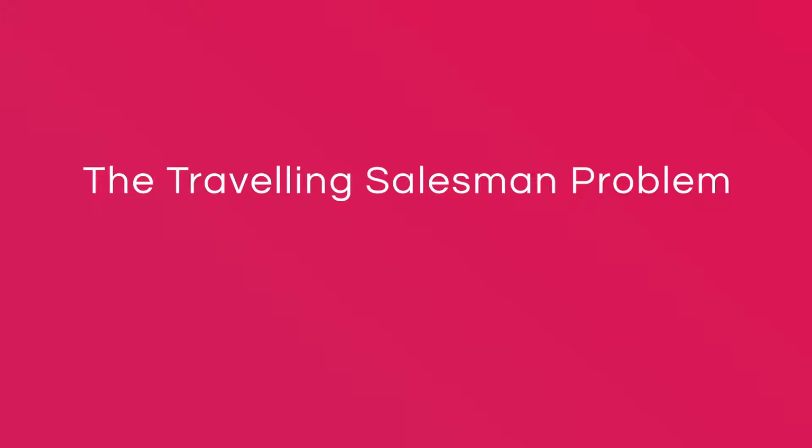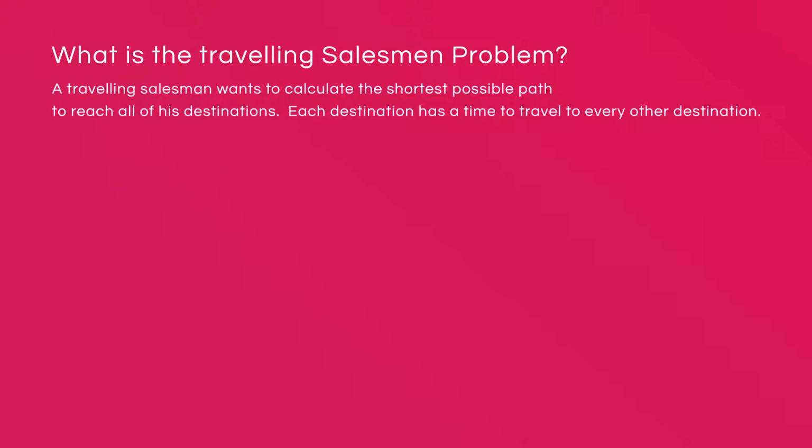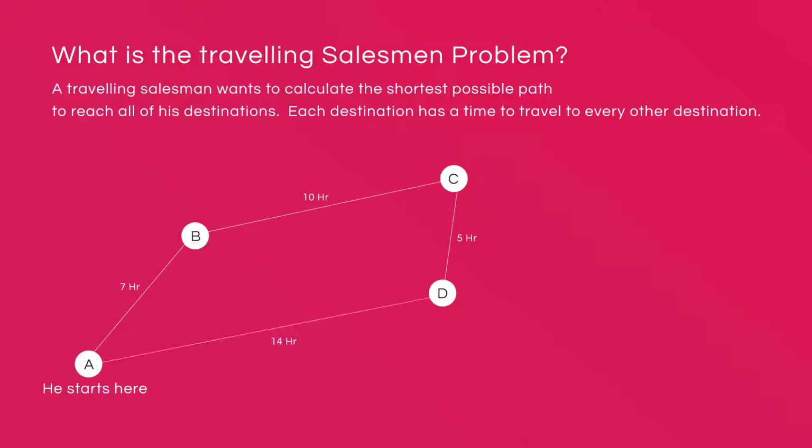I've kind of already touched upon why this problem is so hard to solve. That's because as the size of n increases, the amount of different permutations for the problem increases factorially. So let's see what the actual problem looks like. You see these little points on a map here. There's 4 different destinations. So a traveling salesman wants to calculate the shortest possible path to reach all of his destinations. And each destination has a time to travel to every other destination.